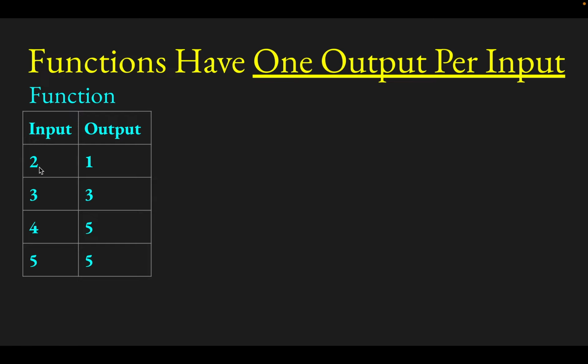Here in this case, if you put in a 2, you get an output of 1. If you put in a 3, you get an output of 3. Put in a 4, you get an output of 5. Put in a 5, you happen to get 5 again as an output.